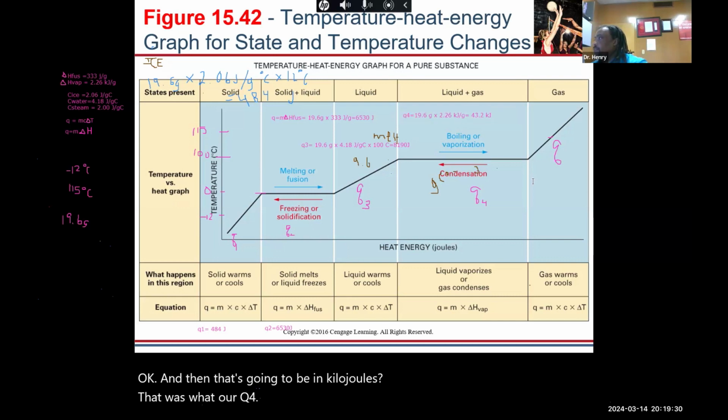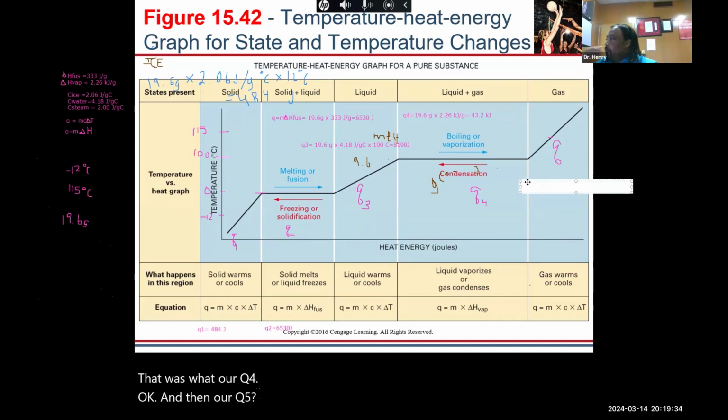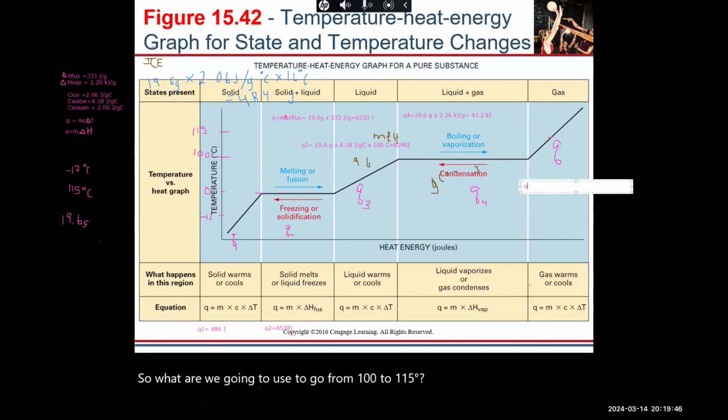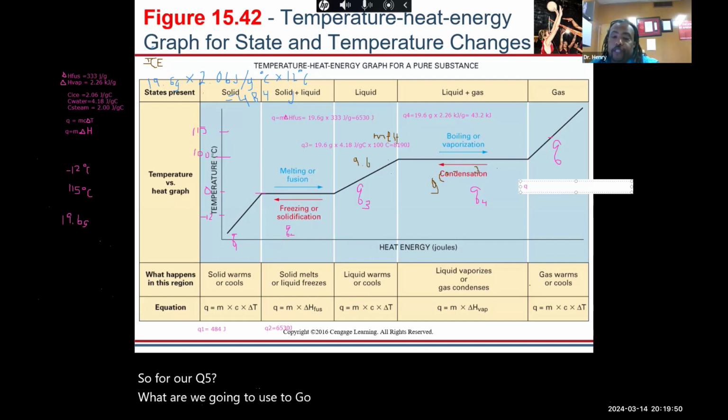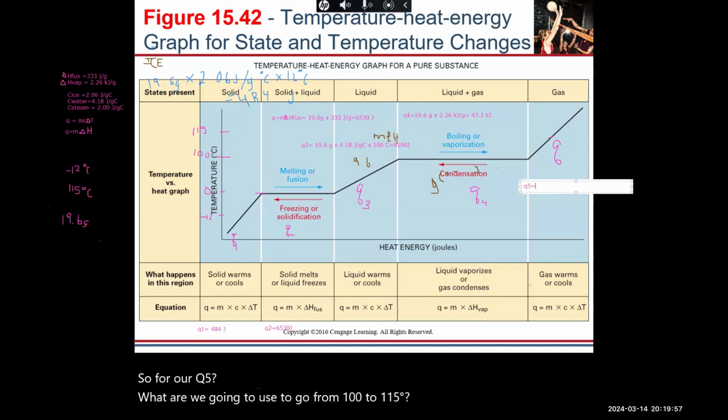And then our Q5. What are we going to use to go from 100 to 115 degrees? Q equals mcΔT. Okay, we're going to use our Q equals mcΔT.